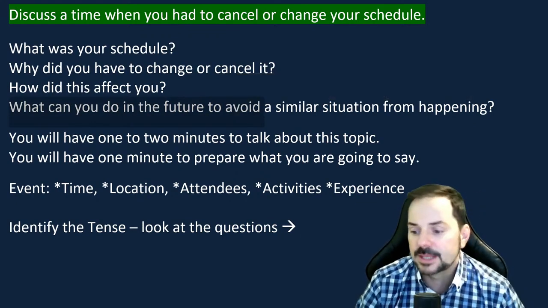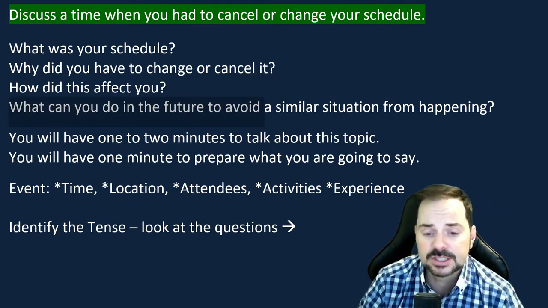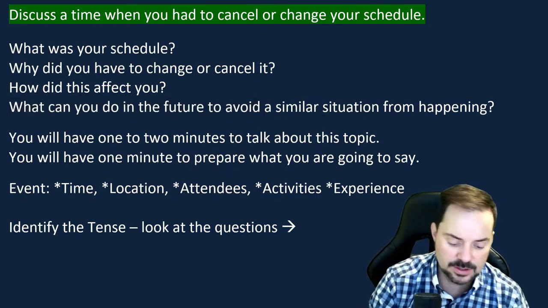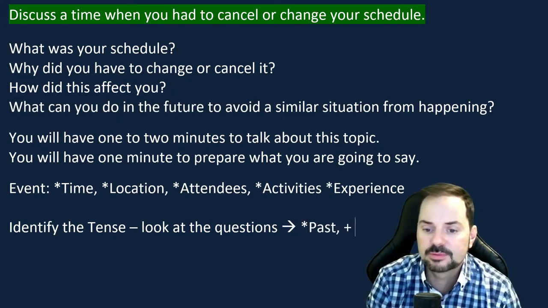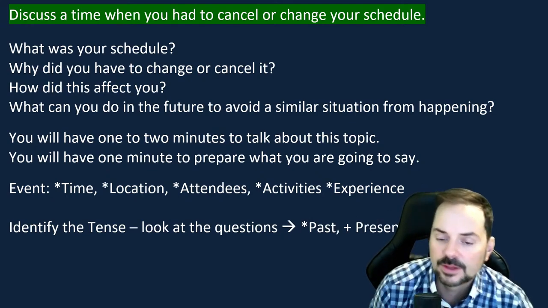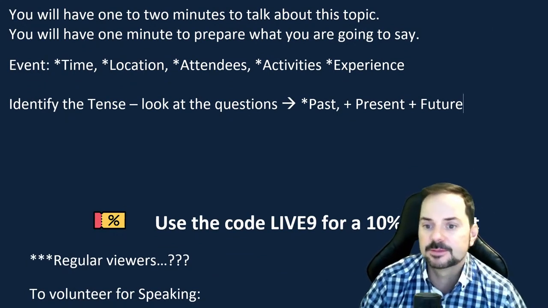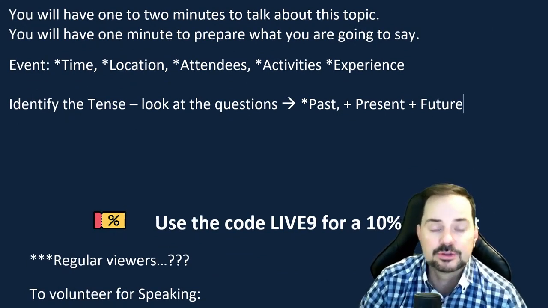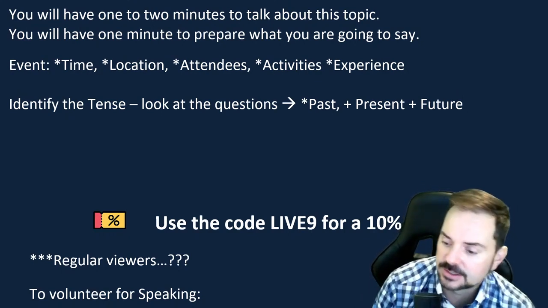So yes, past simple, past continuous, past perfect, but also a bit of present and future. So this is where you've got mostly the past, but also a bit of present and future. Okay. So that technique is quite effective in this case, the PPF, the past, present, future, because the question asks you for it. All right.